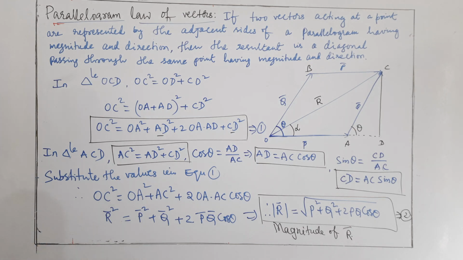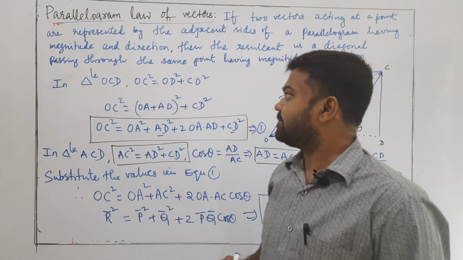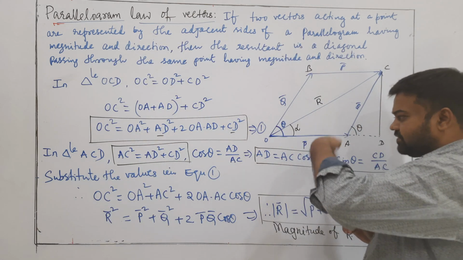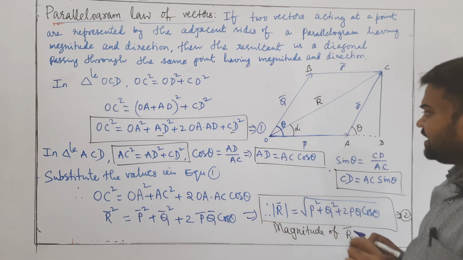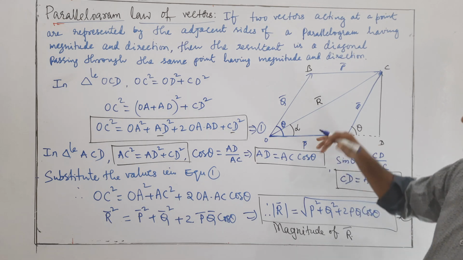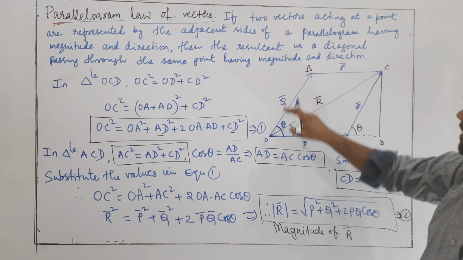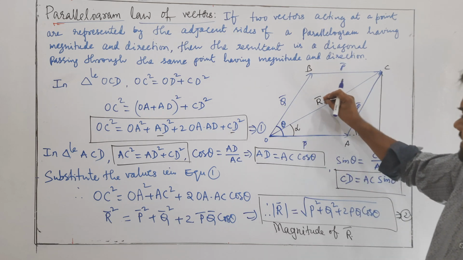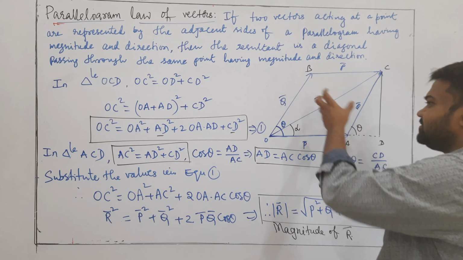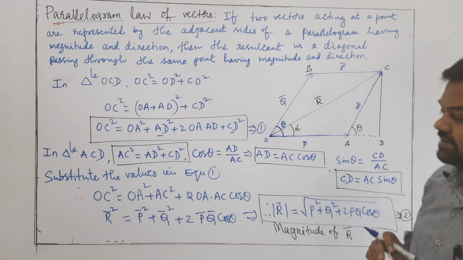This is the parallelogram law. It is very important; a definite question is there. If two vectors are acting at the same point, and these two are adjacent sides of a parallelogram, then how can you find the resultant? The resultant is the diagonal passing through the same point of the parallelogram, and this resultant is also a vector having both magnitude and direction, and this is the resultant magnitude.